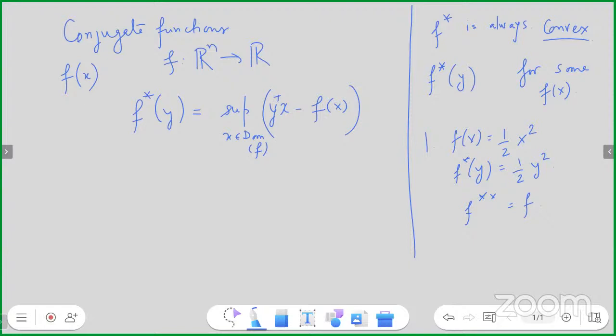We'll give an example function where this is not true. It's not true in general, and it's very important to also construct one such example. And what was that? Log of x? Minus log of x, which is convex.